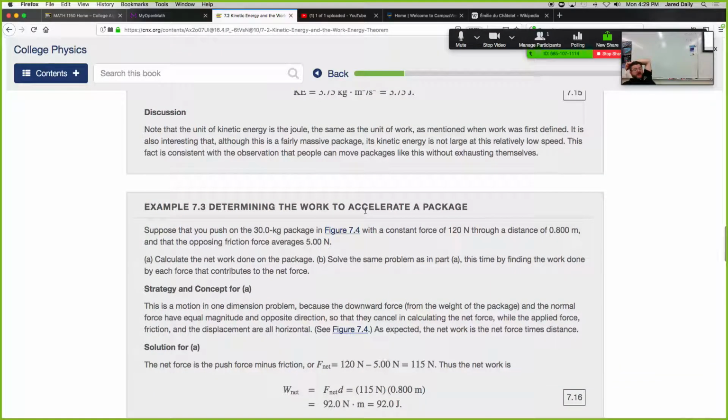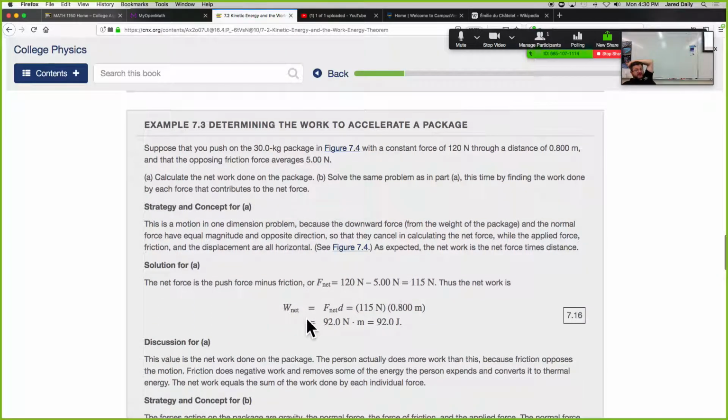And then we're going to calculate how much work is required to accelerate the package. We have a 30 kilogram package. It's going to have a constant force of 120 newtons over a distance of 0.8 meters. So here's your force, here's your distance. They're in the same direction the package is going to move, so it's going to get a cosine of 0 degrees, which is 1. And then we're going to have an opposing force on there of 5 newtons. We want to calculate the net work done on the package. So the net work is the net force. So you have 120 newtons minus 5 newtons times the distance, 0.8 meters, and that's what they do right here. 120 newtons minus 5 newtons, that's 115 newtons times the 0.8 meters. There's your net work done, 92 joules.